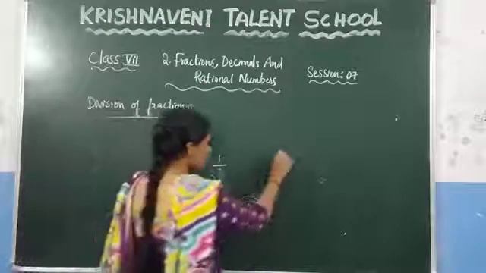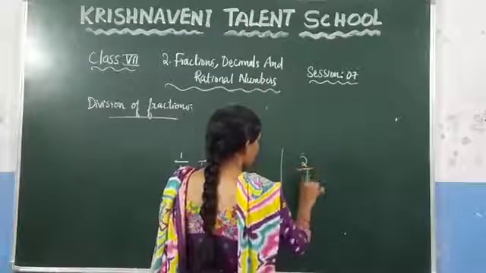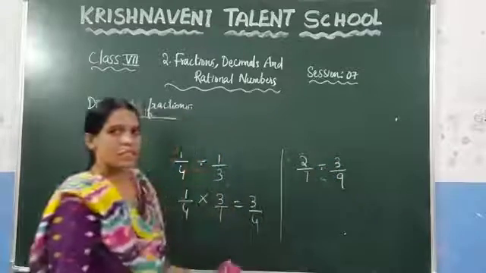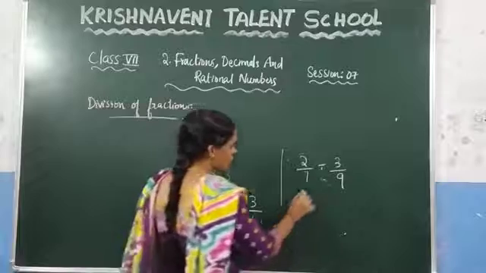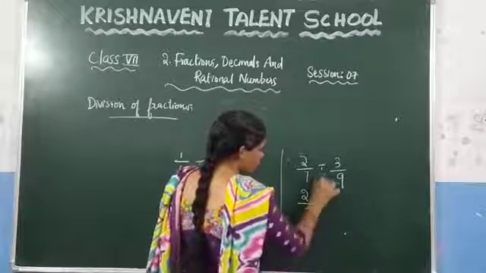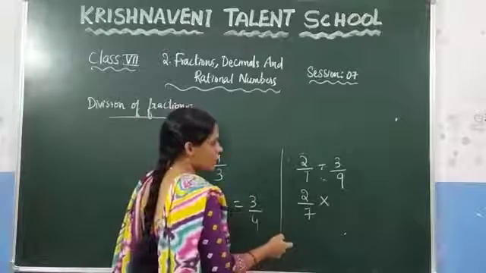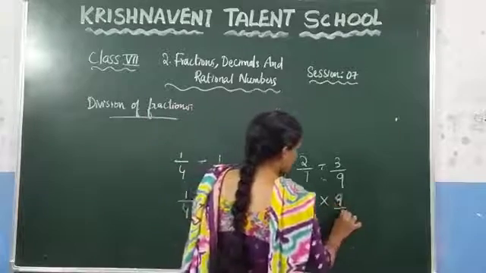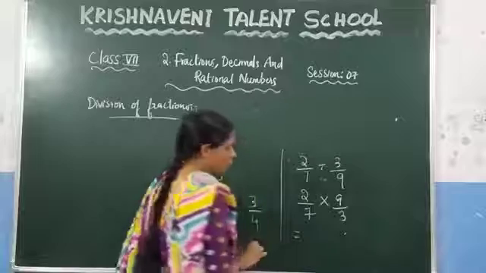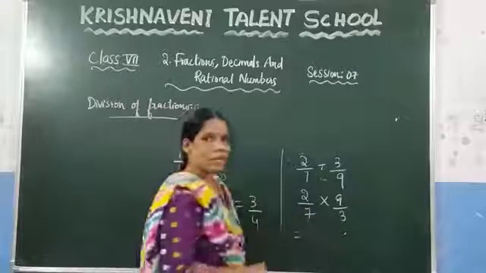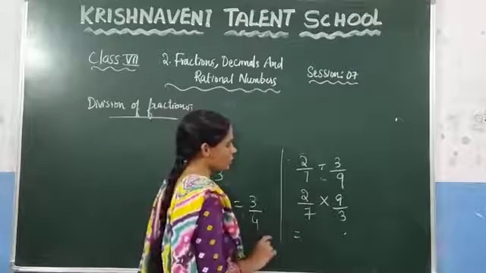Now let us consider two more fractions. 2 by 7 divided by 3 by 9. If you want to find the result of these two fractions, how do you find it? Write 2 by 7. Write multiplication in case of division. Write the reciprocal of the next number, which is 9 by 3. Now here, if anything will get cancelled, you can cancel it, or otherwise you can multiply and after that cancel. See both of the methods here.